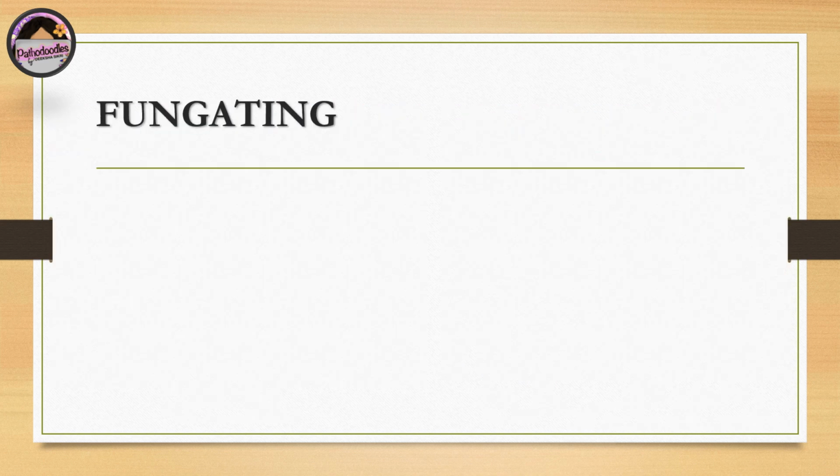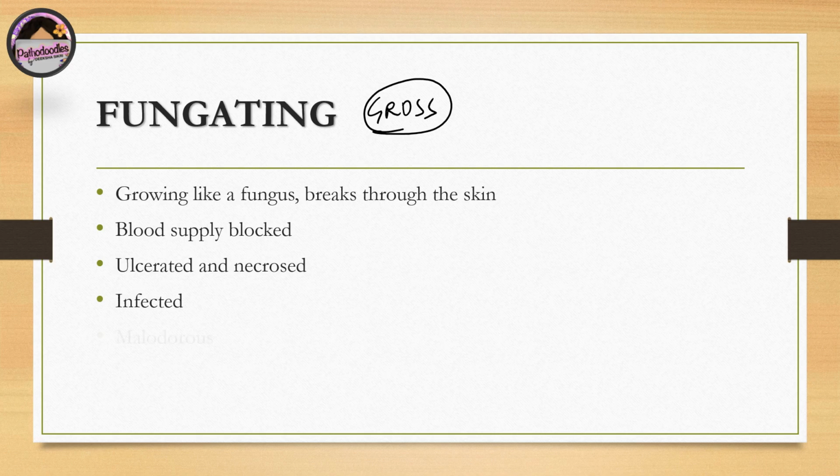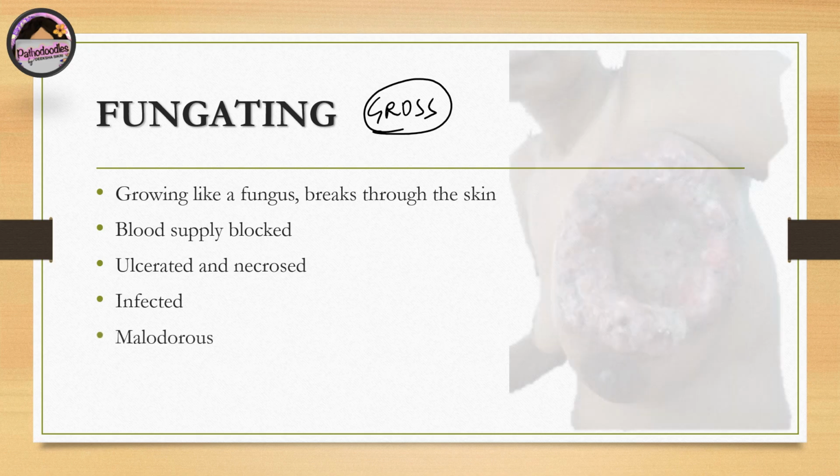Next, fungating. Now, this is a gross word. Whether it's a clinical term or a gross pathology term, fungating is used to describe any lesion, any tumor that is growing like a fungus and it breaks through the skin. Why does it break through? Once it breaks through the skin, it sort of just outgrows itself a bit too much. It compresses blood supplies, it outruns its blood supply, which then leads to necrosis, ulceration, infection, and a malodorous lesion.